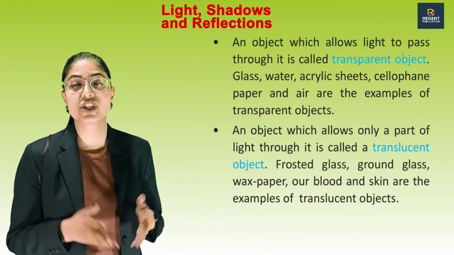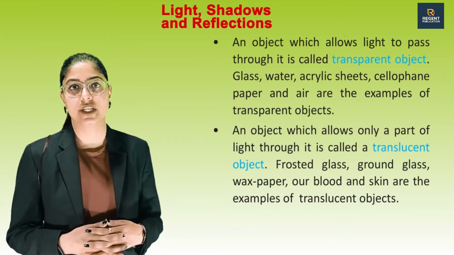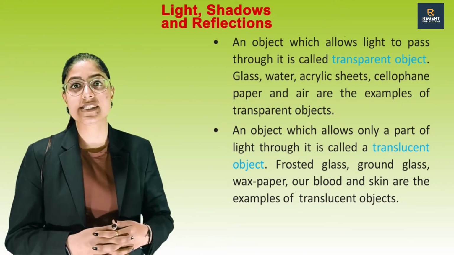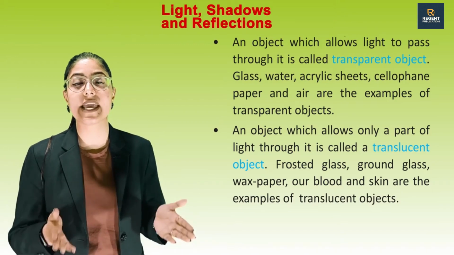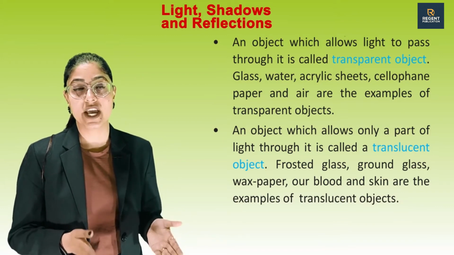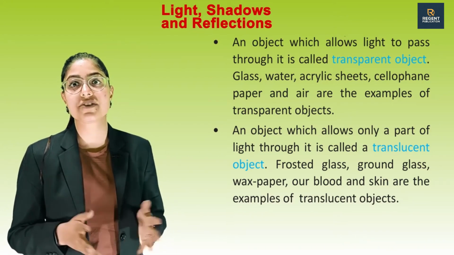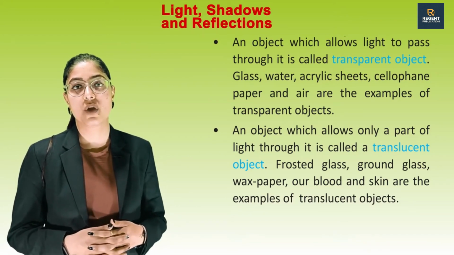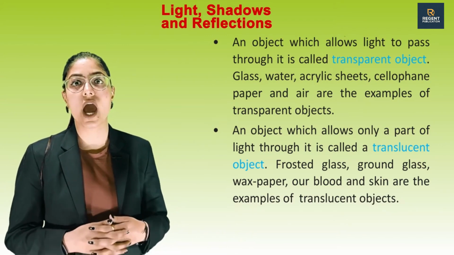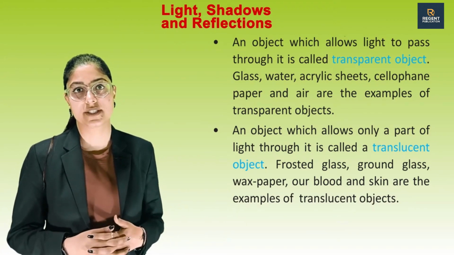An object which allows light to pass through it is called a transparent object. Glass, water, acrylic sheet, cellophane paper and air are examples of transparent objects. An object which allows only a part of light through it is called a translucent object. Frosted glass, ground glass, wax paper, butter paper and skin are examples of translucent objects.